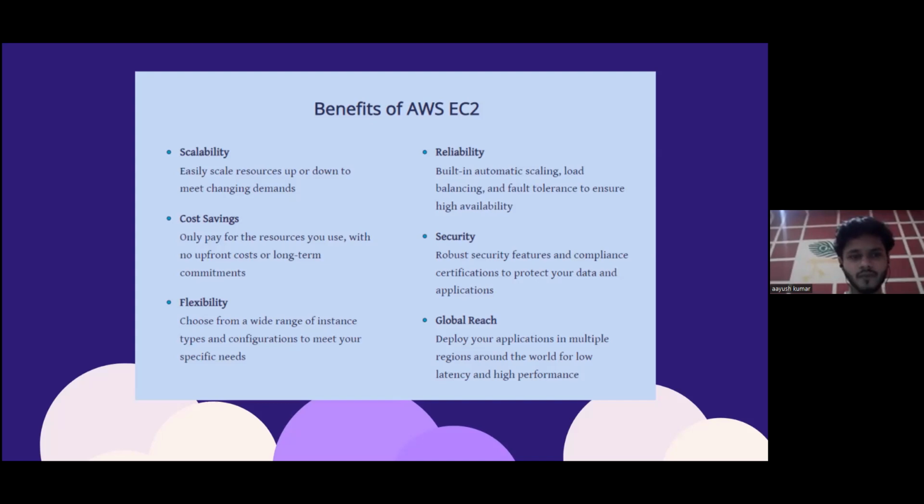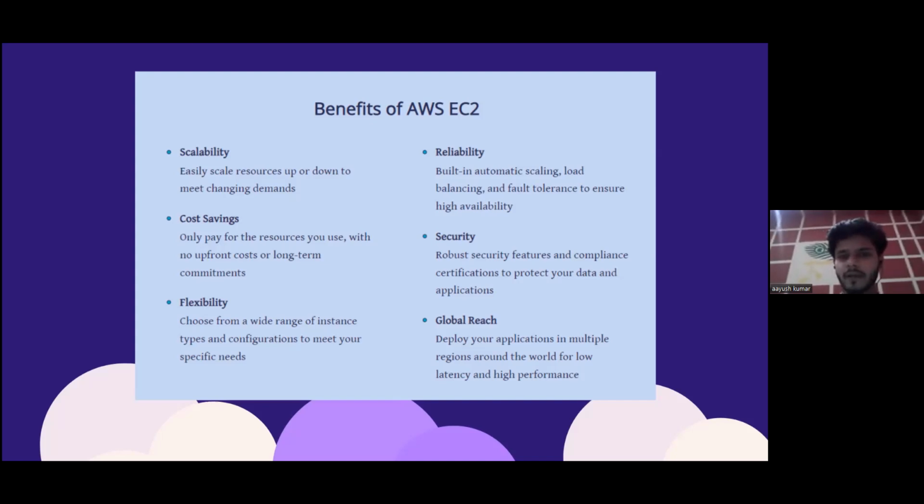Now the next one is cost saving. If I'm managing a physical server, I need to pay all the upfront cost when I buy the servers. But in EC2, I don't need to make any upfront payment. I can just pay for what I use, and this is the payment model that EC2 uses, known as pay as you go. Now flexibility: the needs of all users are not always the same. For this reason, EC2 offers various types of instances, and users can choose an instance according to their need.